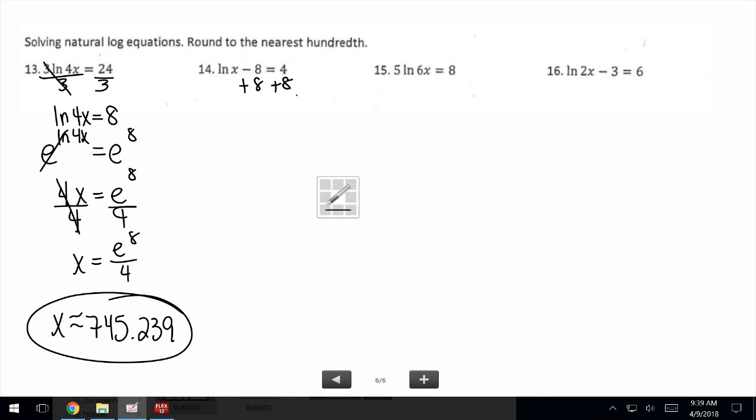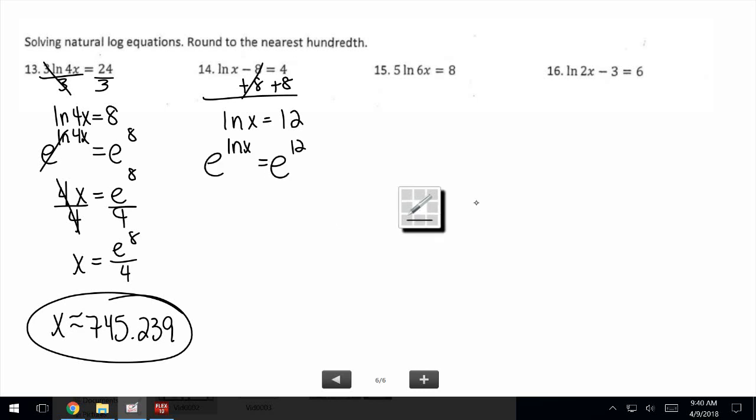All right, so we move the 8, right? Natural log of x equals 12. How are we doing so far? Are we okay? You're going to get a huge number on this one. All right, so what's the opposite of a natural log, guys? Come on. Base e, we got 2 more. Come on, y'all can stay with me for 2 more. I know we're dragging because it's a long weekend.